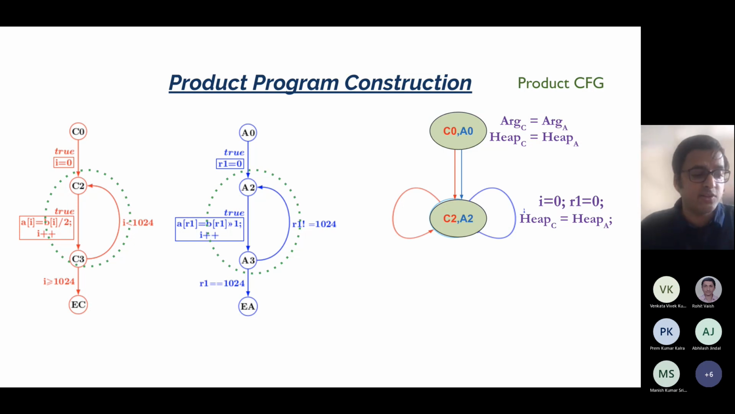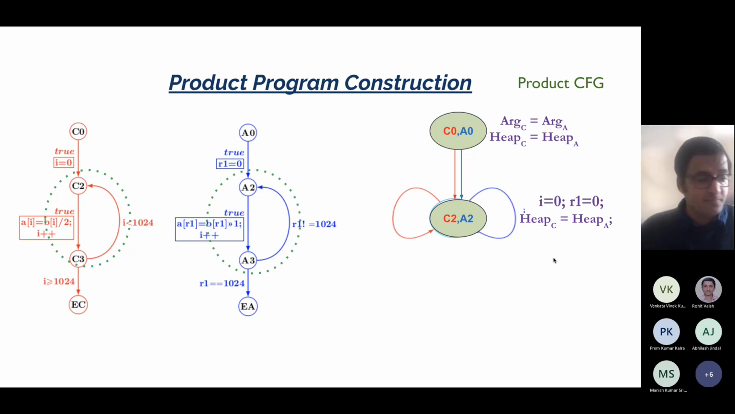For example, one iteration of the C loop body is correlated with one iteration of the assembly loop body. This correlation is shown as a red and a blue edge, this one and this one, in the assembly programs, and basically from C2 to C2 and from A2 to A2 for the two programs respectively.